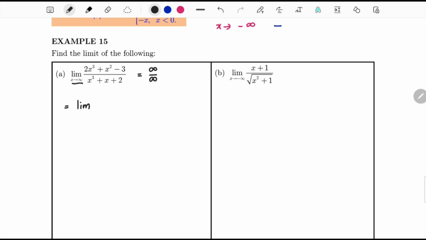So we're going to divide both numerator and denominator by the highest power of the denominator. The highest power of the denominator is x cubed. Alright, so divide everything by x cubed, and also the numerator, divide by x cubed. Okay, so the next step is to simplify.